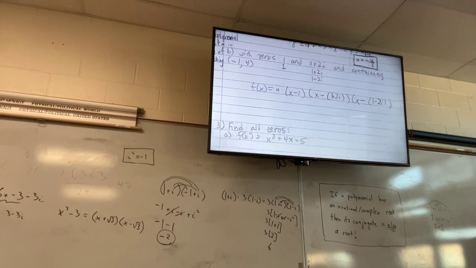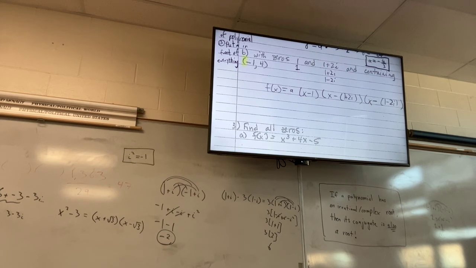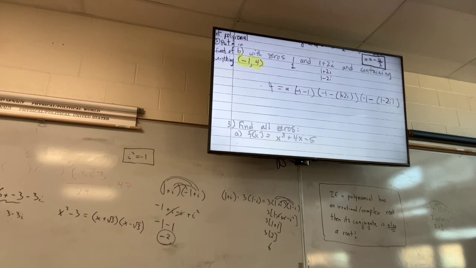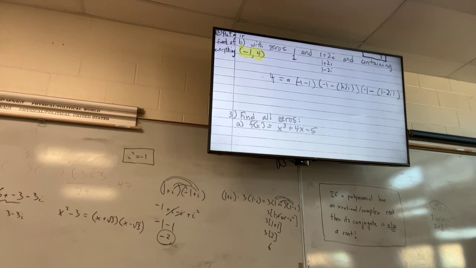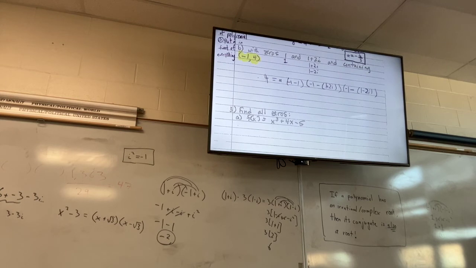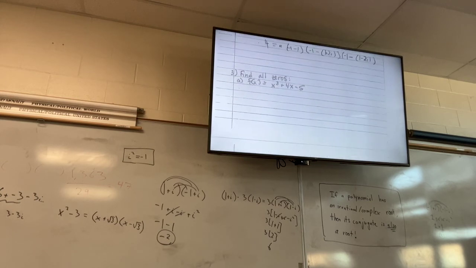Contains, did it cut off? Oh, negative 1, 4. So we plug in 4 here, and negative 1 for x, and then we solve for a. In the interest of time, I'm going to go ahead and move on to the next part so we can get all this in before the weekend. Anything we don't finish, okay.